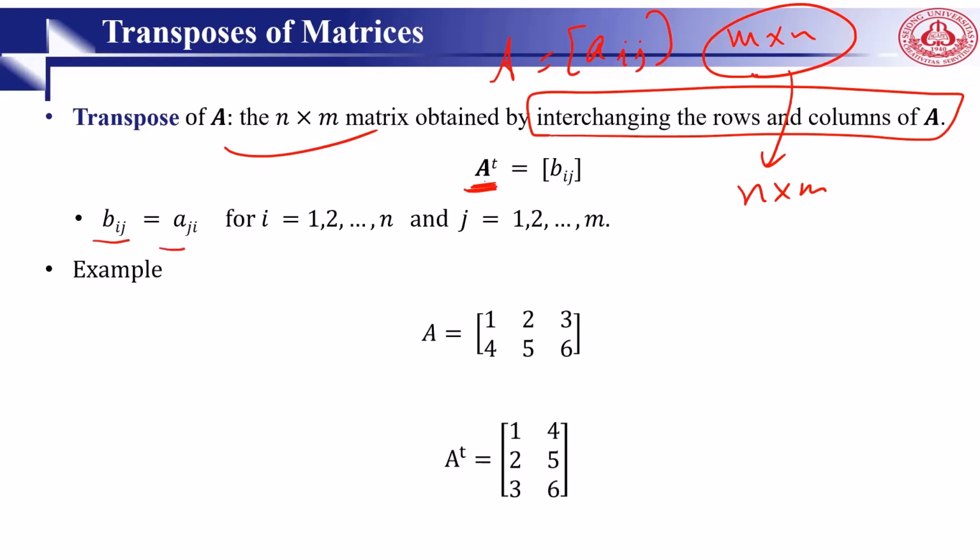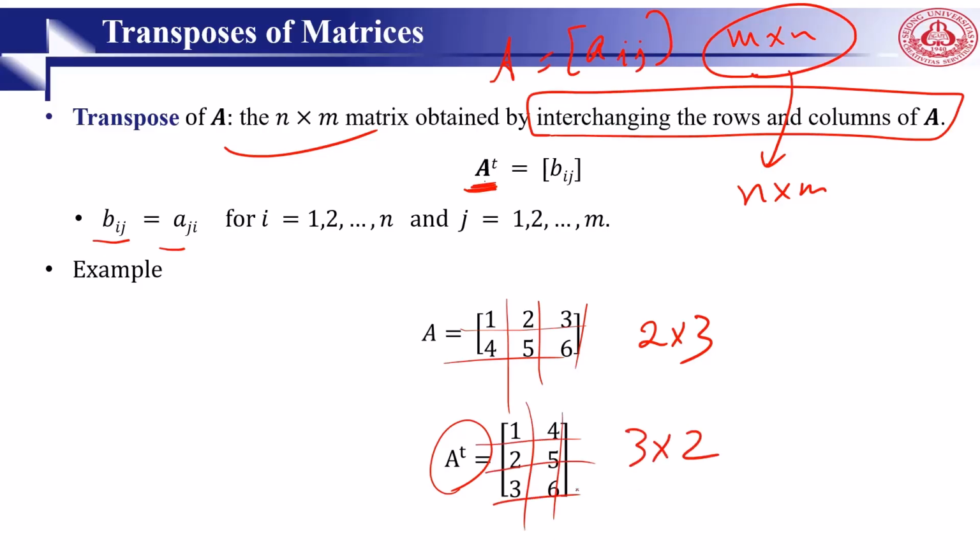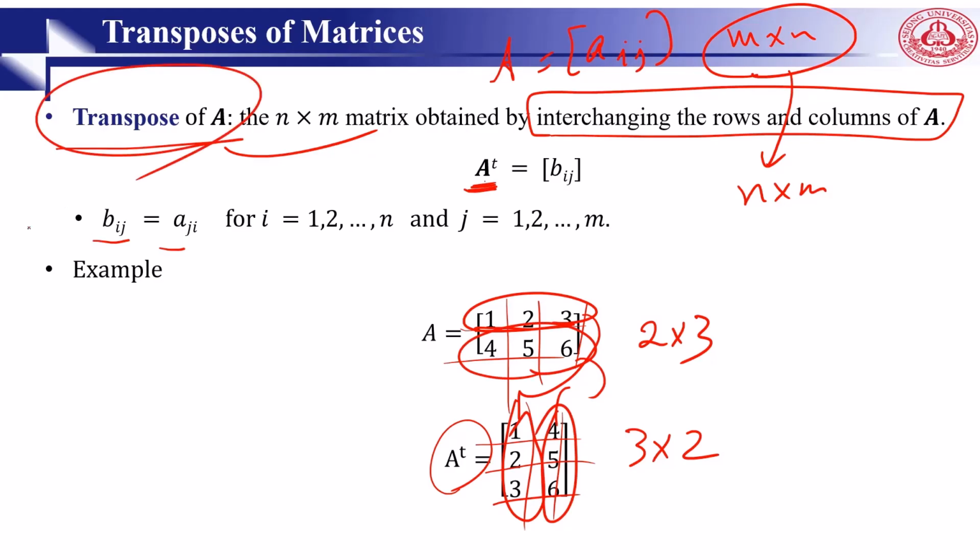For example, if our A is a 2 by 3 matrix, 2 rows and 3 columns, then the transpose is 3 by 2. You can see 2 columns and 3 rows. We just change it. 1, 2, 3 becomes the column 1, 2, 3. 4, 5, 6 becomes the column 4, 5, 6. This is called the transpose of A.